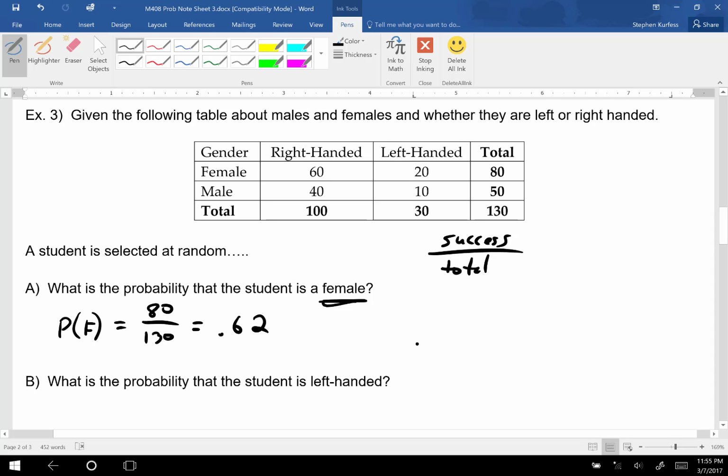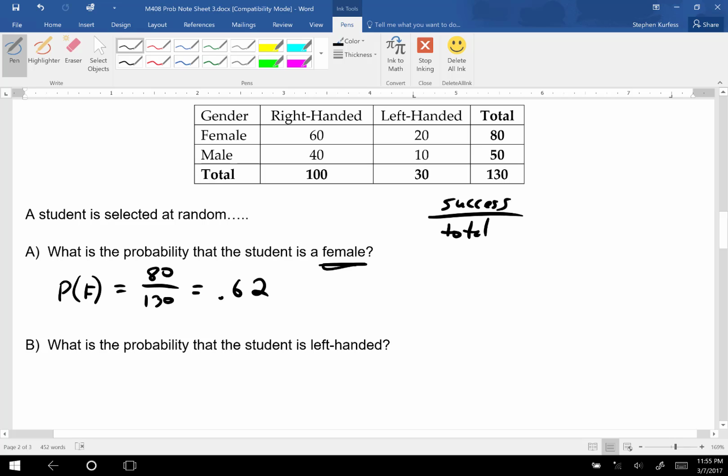Okay, B, it says, what is the probability that a student is left-handed? Well, let me move this down a little bit. How many left-handed students are there? There are 30. So probability of left-handed is 30, because there are 30 left-handed students. And what's the total? Over 130. So you get 0.23. Okay, not bad so far.